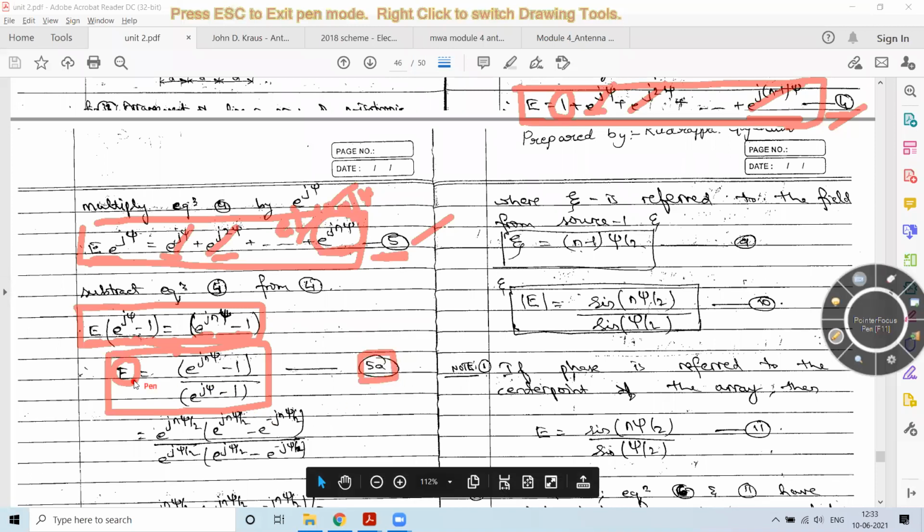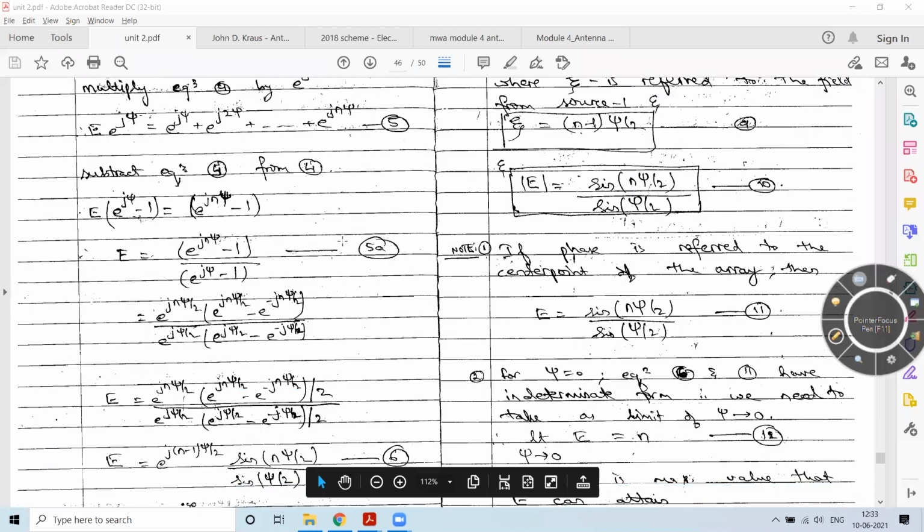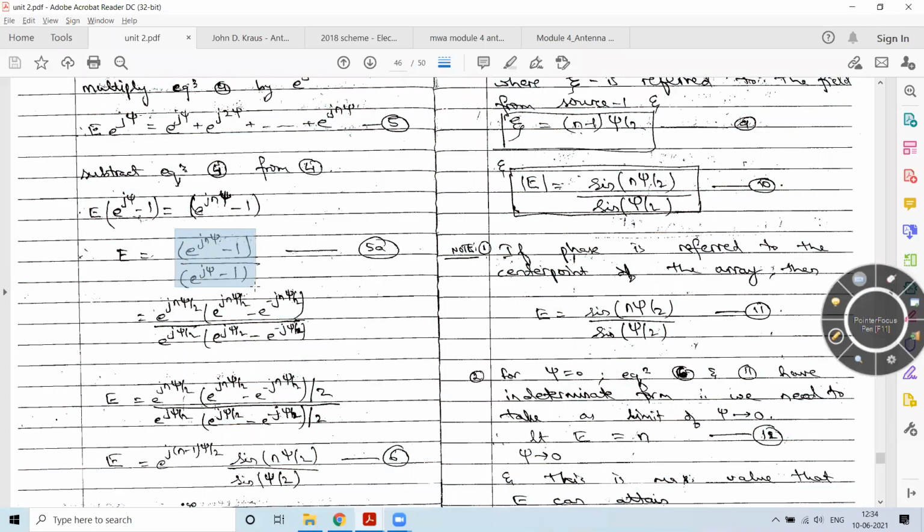So the total electric field due to the n isotropic point sources, which have equal amplitude and equal phase, will be reduced to (e^(jnψ) − 1) / (e^(jψ) − 1). So this is what we will be obtaining. Now I still want to simplify this equation. So I try to represent the numerator and denominator, since we have a minus sign over here, in the form of a sine parameter.